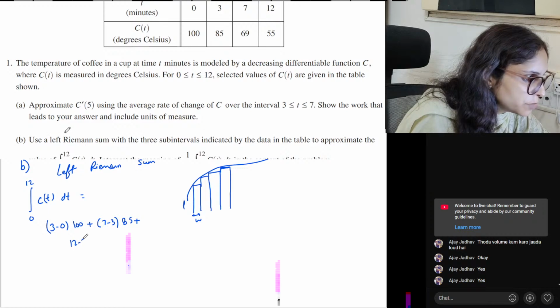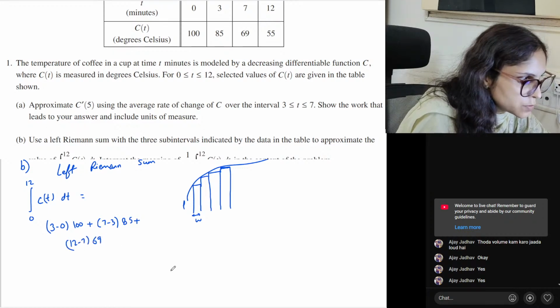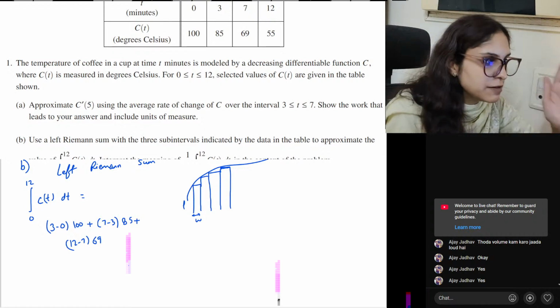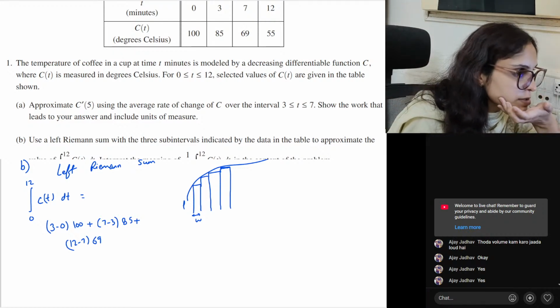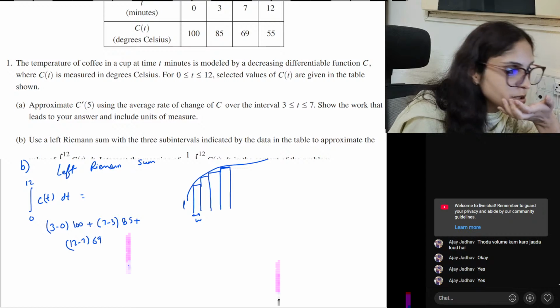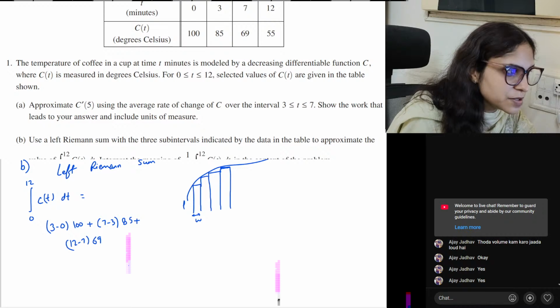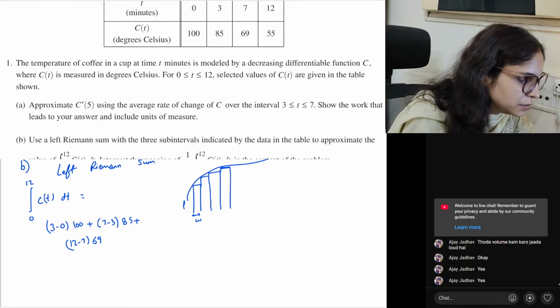So we will do 12 minus 7. And we'll multiply this with 69 because at 7, the value is 69. So that is the left value. So the approximate value is going to be 3 minus 0 times 100 plus 7 minus 3 times 85 plus 12 minus 7 times 69. Because calculator is allowed, so we'll just use a calculator to get our answers.